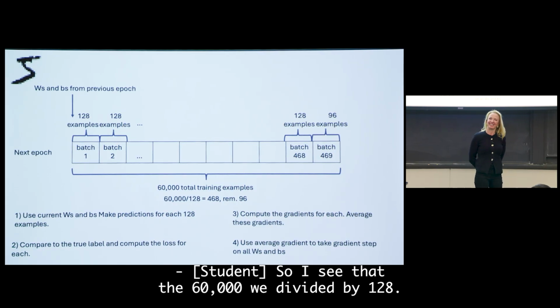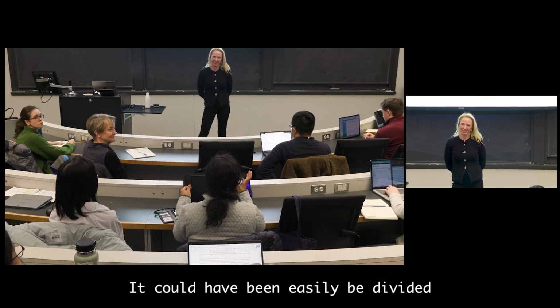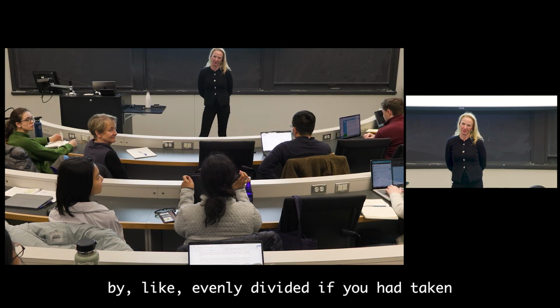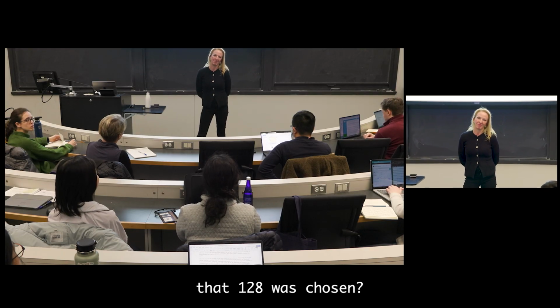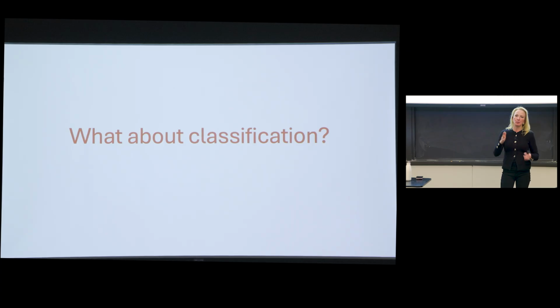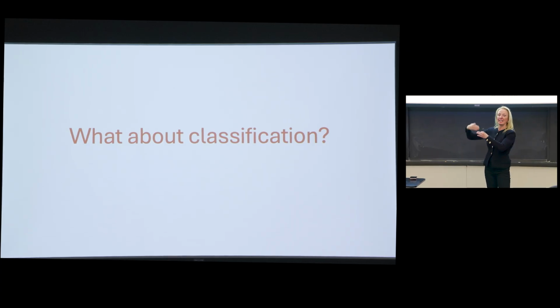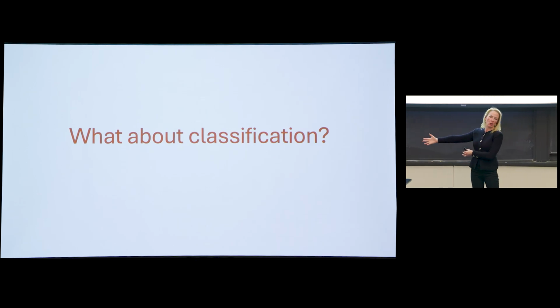Yeah. So I see that the 60,000 we divided by 128. It could have easily been evenly divided if you had taken some other number. So was there a specific reason 128 was chosen? Yeah, because it's a power of 2. It's honestly not really any deeper than that. It doesn't matter if the last batch is smaller, so that's typically not something that you particularly worry about. If you were training on each batch a lot, that might be a big concern. But for this, it's seeing all of the examples.